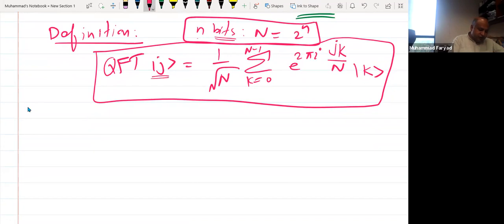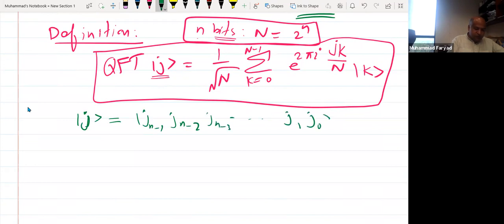So this quantity j is a decimal label for the actual bit state, the qubit state like this: j_{n-1}, j_{n-2}, j_{n-3}, all the way to j_1, j_0. And this is nothing but a shorthand notation for this.